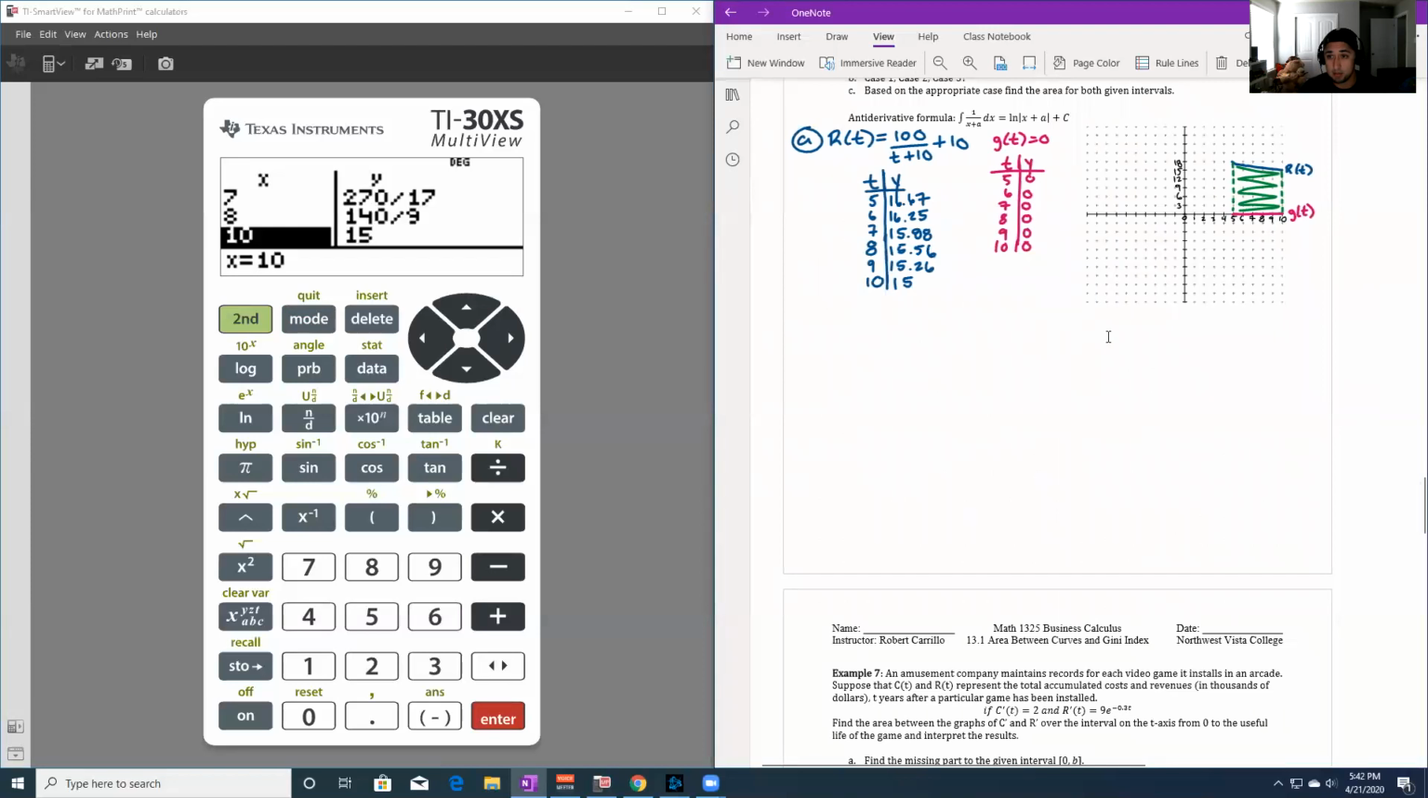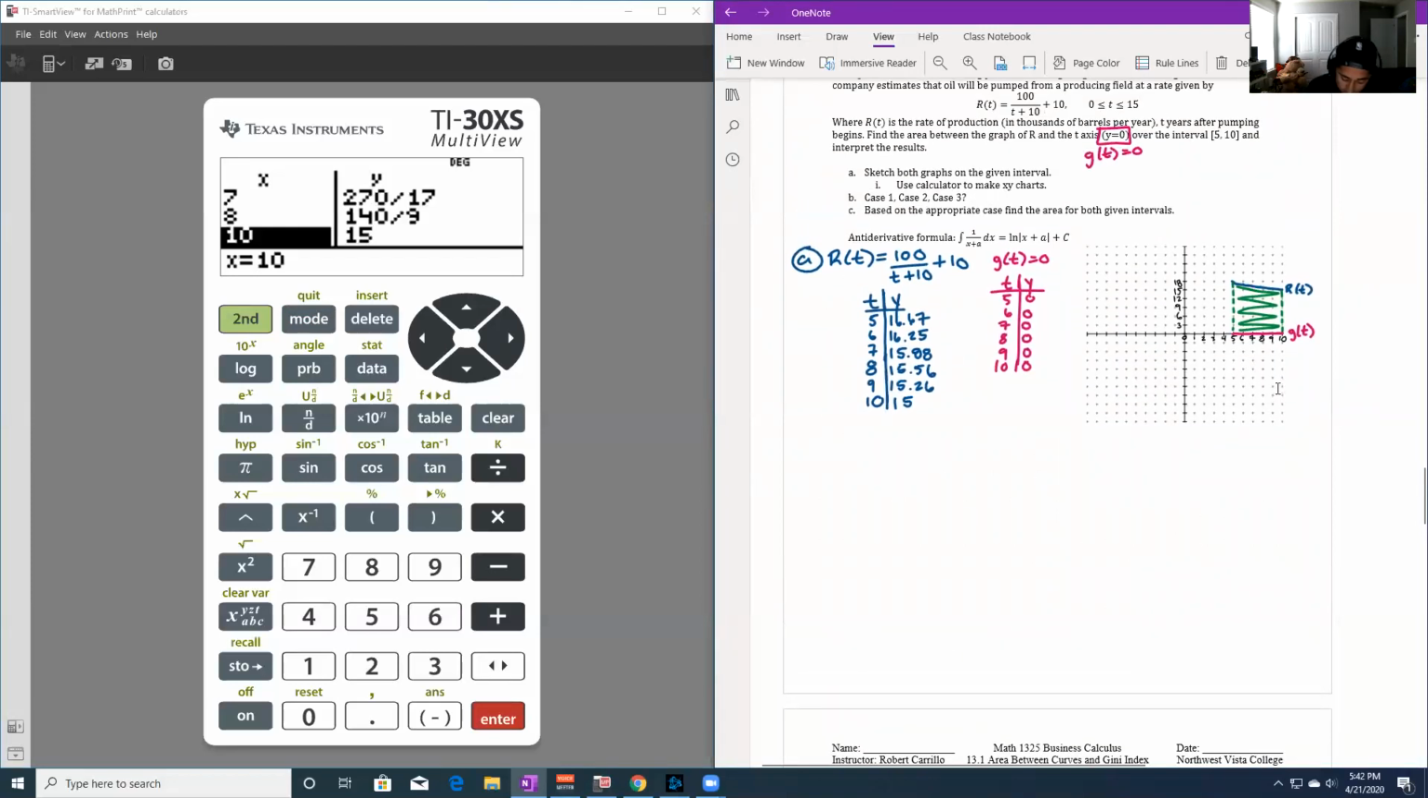So let's go back. So there's that. This would be case 1. So I'll write that here. So B, this is a case 1, which means we'll use the integral from A to B of r of t minus g of t dt. And again, if the t's are too confusing, just change all your t's to x's. They're the exact same thing, which means we can move on to step C.